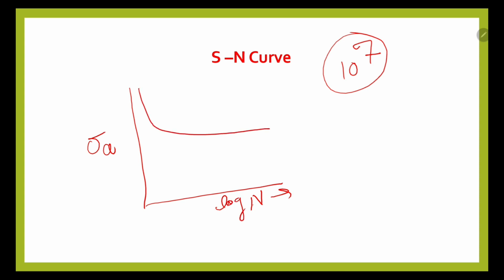For ferrous material, we see an endurance limit. Endurance limit is the maximum stress below which the material can sustain an infinite number of cycles. So this curve corresponds to the ferrous material, and a non-ferrous material does not show any endurance limit. This is non-ferrous.